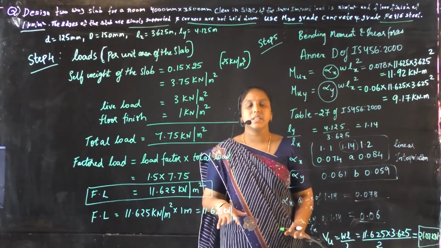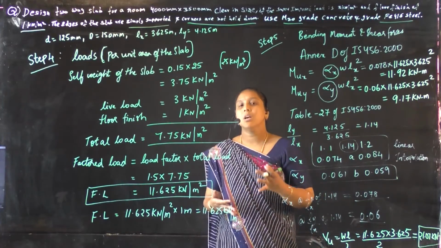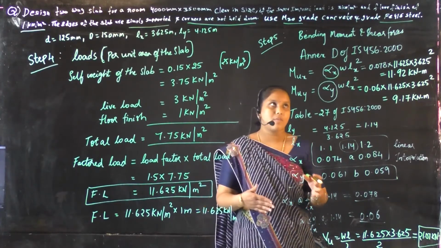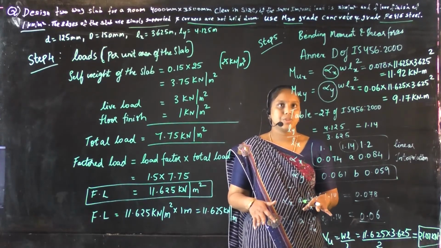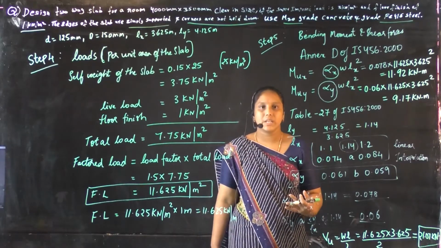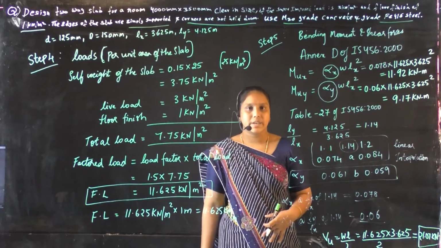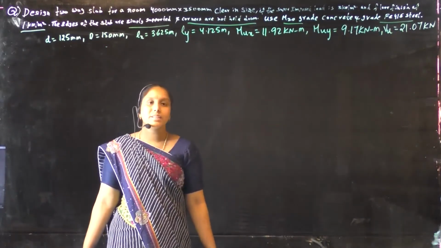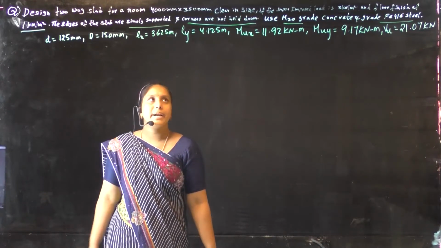Now what have we calculated? We have calculated the thickness of the slab, then we have seen the effective spans, we have calculated the loads, and now we have calculated the bending moments and the shear forces. So what is the next step? We have to calculate the minimum depth required. So now let us calculate that. The next step is to calculate the minimum depth required to carry the bending moment.